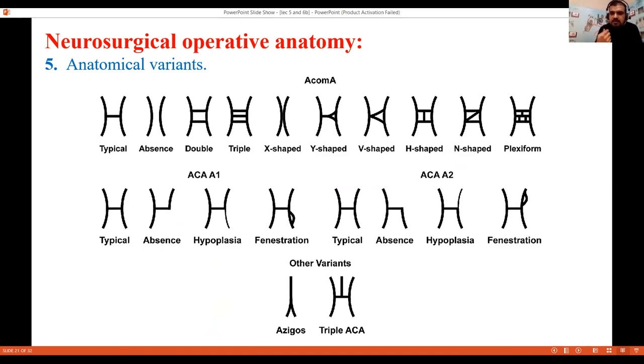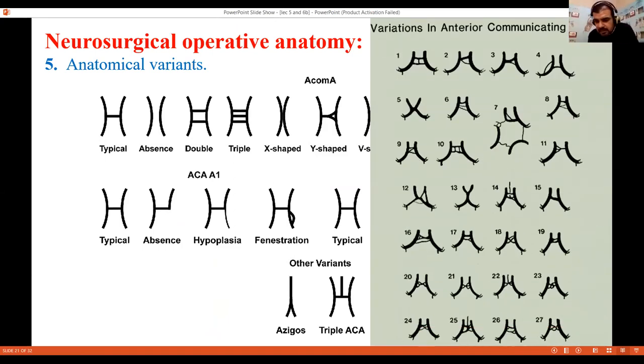So there is two A1, one A2, and that should be kept in mind, and it will make the surgery not totally different, but will have a lot of modification. So I think this slide with the names will be more important for a person dealing with anterior circulation aneurysm or anterior communicating artery aneurysm. And in reality, there is 27 different variations in the anterior communicating artery. Maybe not all of them are applicable. Some are rare, but the slide will show the different variations.